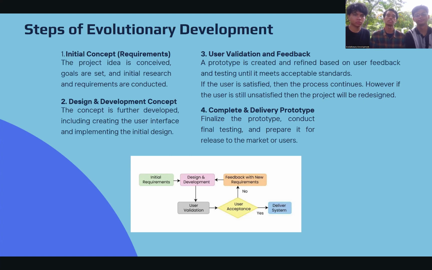The third one is user validation and feedback. In this step, a prototype is created and refined based on user feedback and testing until it meets acceptable standards. If the user is not satisfied, the project will return to the designing and development step. And when the user is finally satisfied, the process can continue.